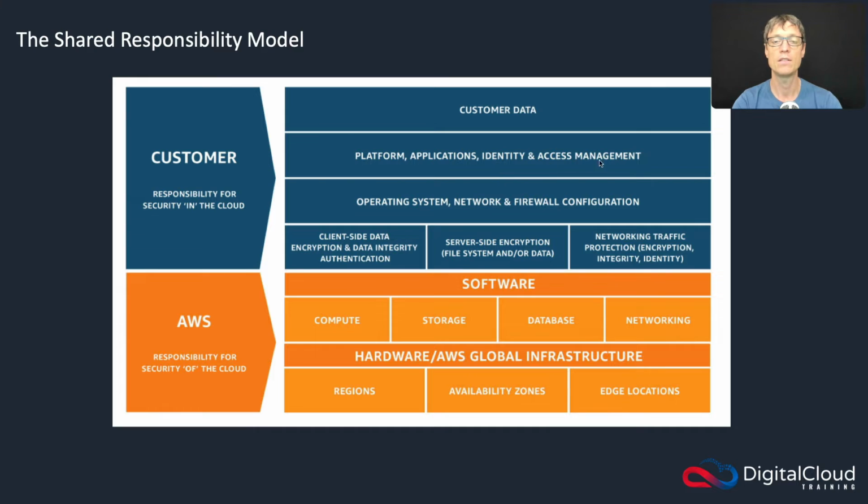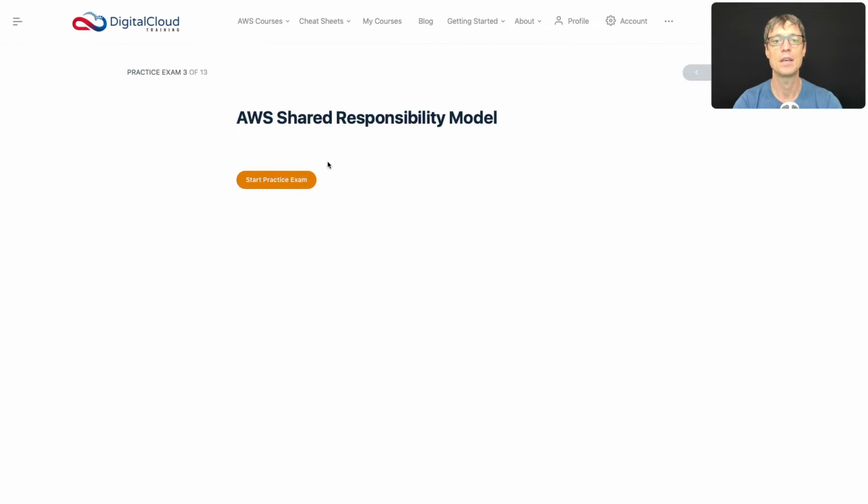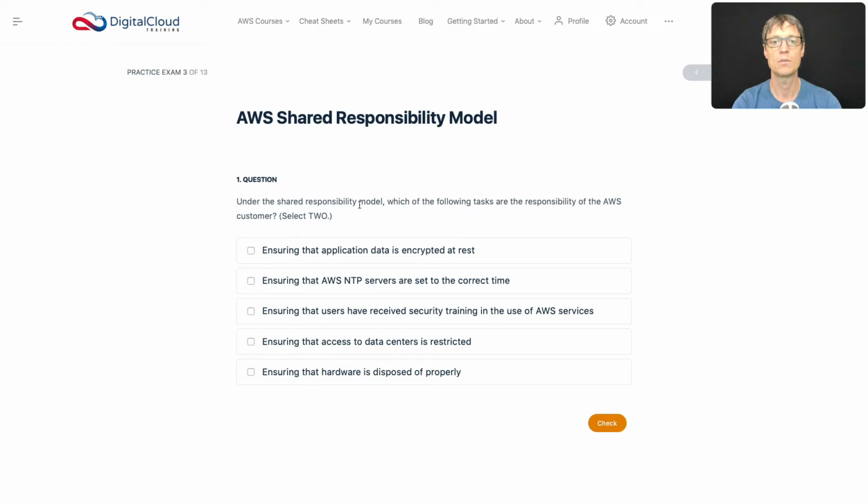And then identity and access management, so it's up to you to create the right users, groups, roles, and policies. And then your data sitting at the top here. So it's always the customer's responsibility to look after their data and to make sure that they've configured it properly for backup, that they've secured it properly with access control lists, with policies, and potentially with encryption as well. So let's move over now to the practice exam, and we're going to start this one up.